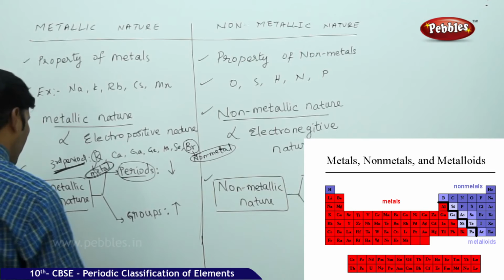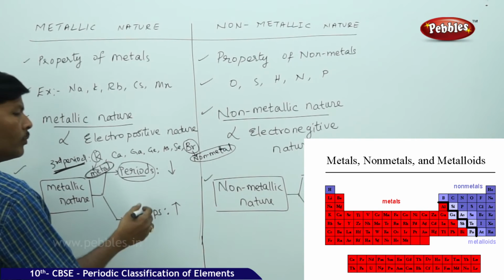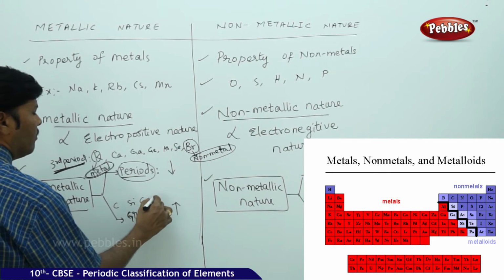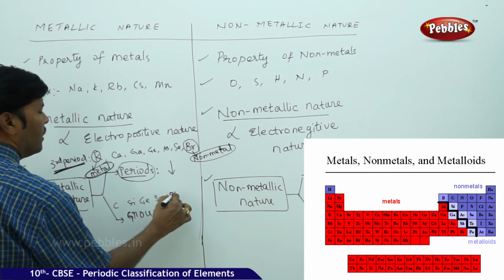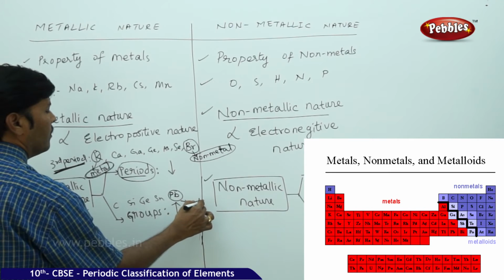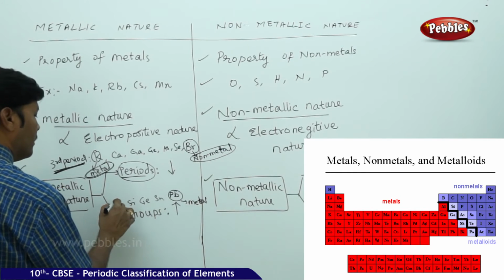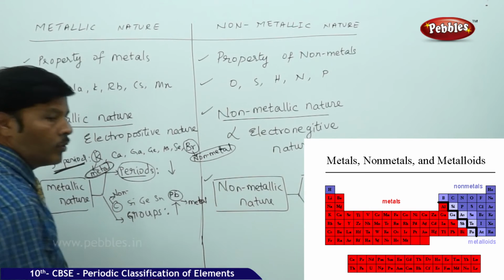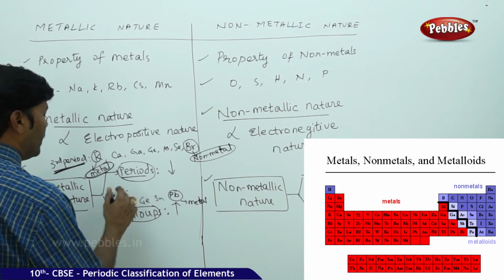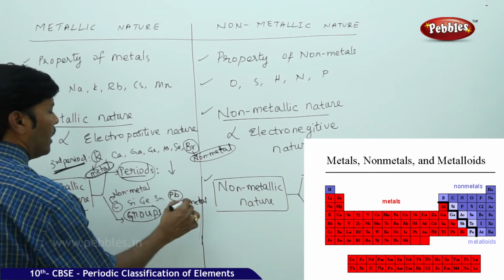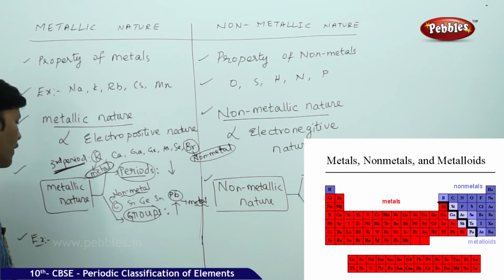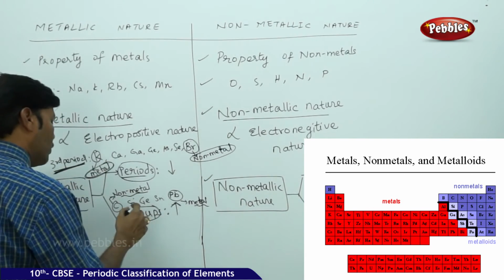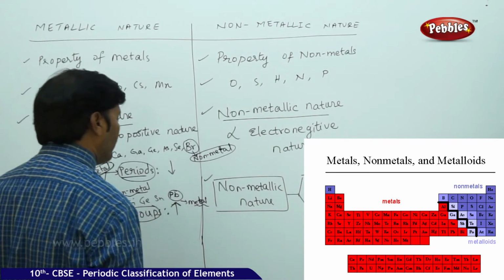If you go for a group, any group you take, say the carbon family, that is carbon, silicon, germanium, tin and lead. Here lead is a metal and carbon is a non-metal. Mind you, these belong to a group. In a group the starting element is non-metal and the last element is metal. So in a group the metallic character will increase, and in a period the non-metallic character will increase.